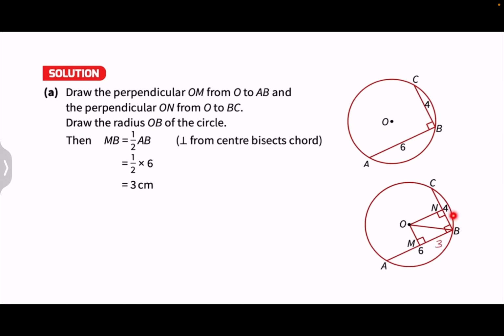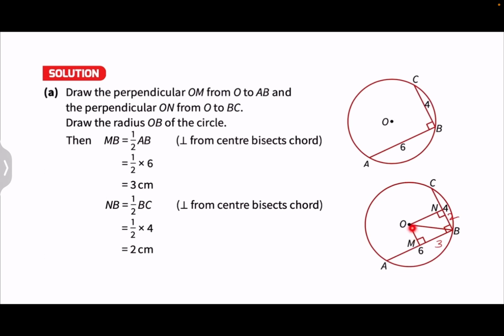We'll do the same for this other chord. ON, which is perpendicular to BC, will bisect the chord BC. So NB will be half that of BC. BC is 4 cm, so half of 4 will be 2 cm. So NB here will be 2 cm.